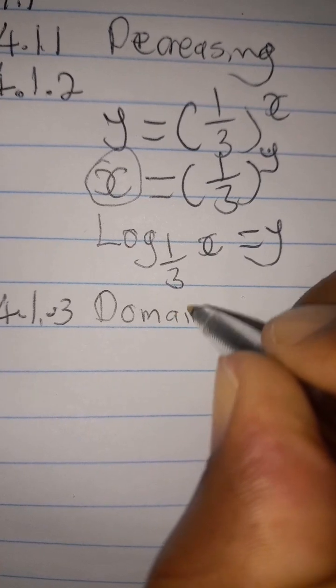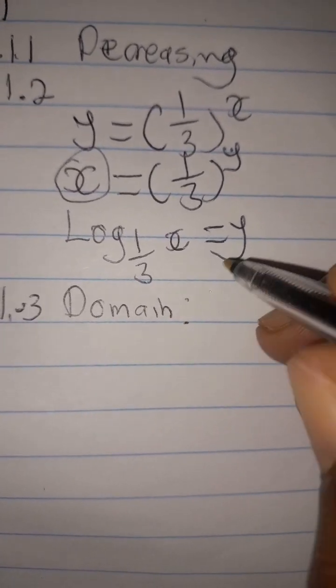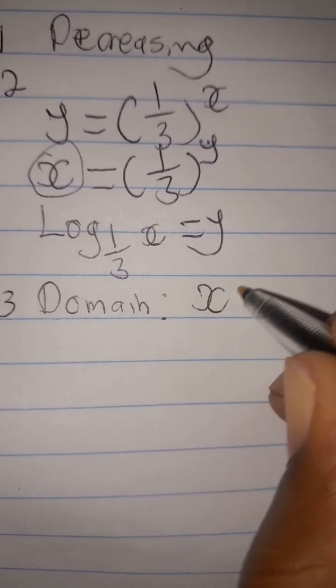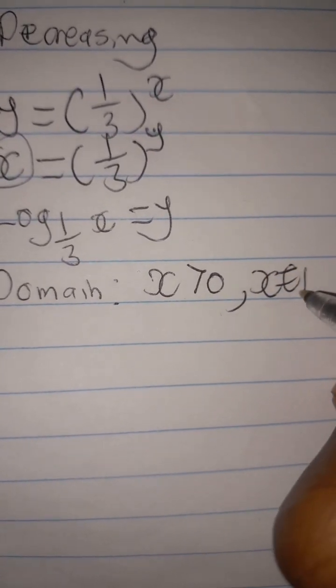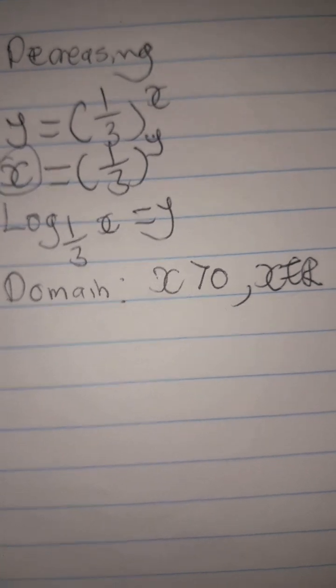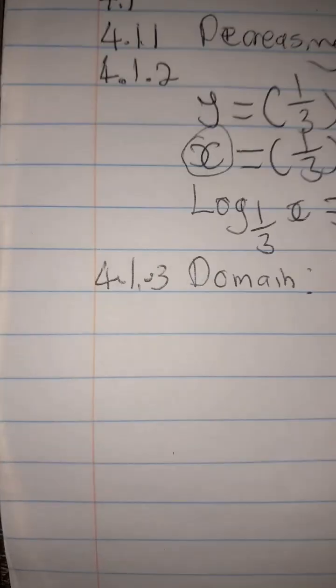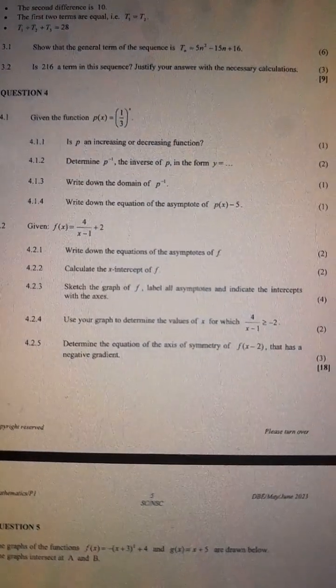Domain. Remember, domain is talking about the set of x values. So in this case, it will be x is greater than 0, and x is an element of the real numbers. Then we are good to go.